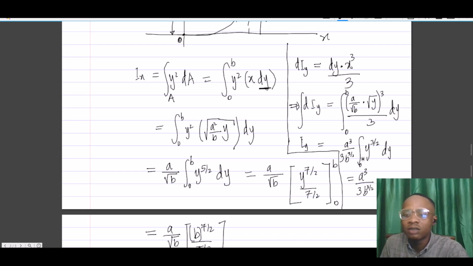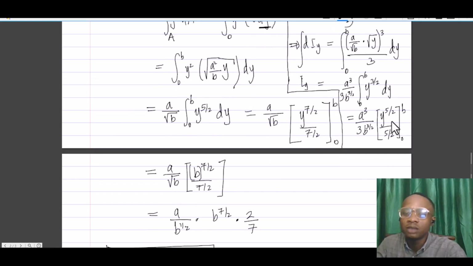Of course, this is still evaluated from 0 to b. So if we integrate, this is going to be y to the power of 3 over 2 plus 1, that is 5 over 2, divided by 5 over 2. And we will evaluate this from 0 to b. So if we set y equal to b, we get b to the power of 5 over 2. If we equate y to 0, that will be 0, so we won't have to bother about that.